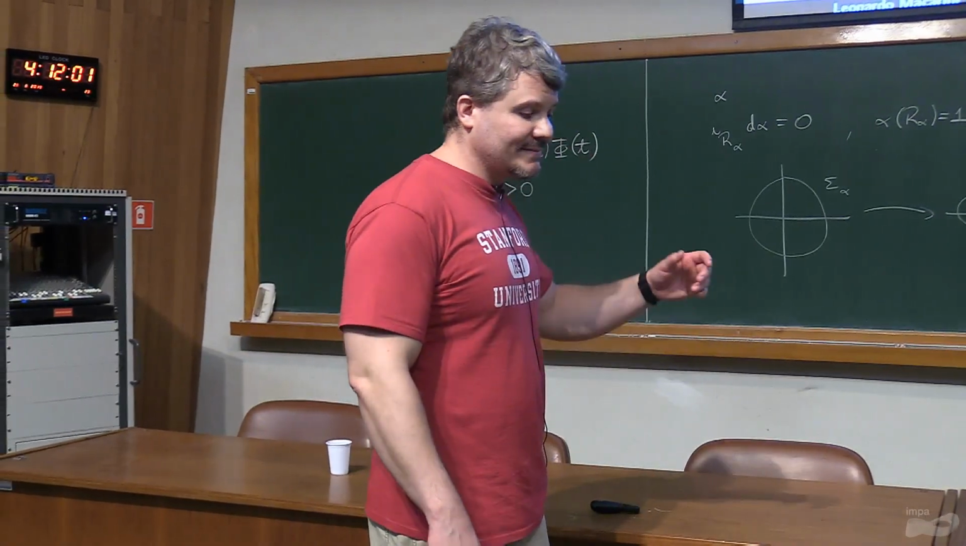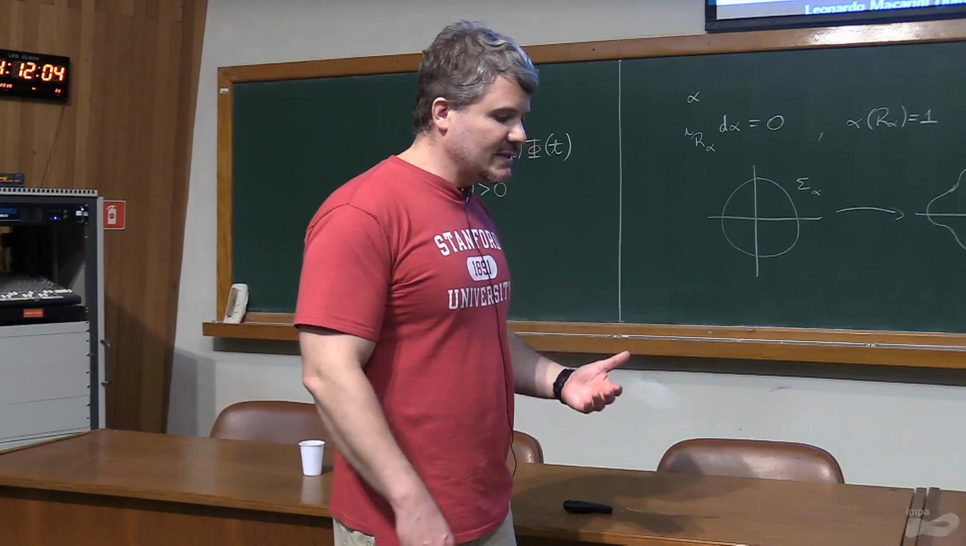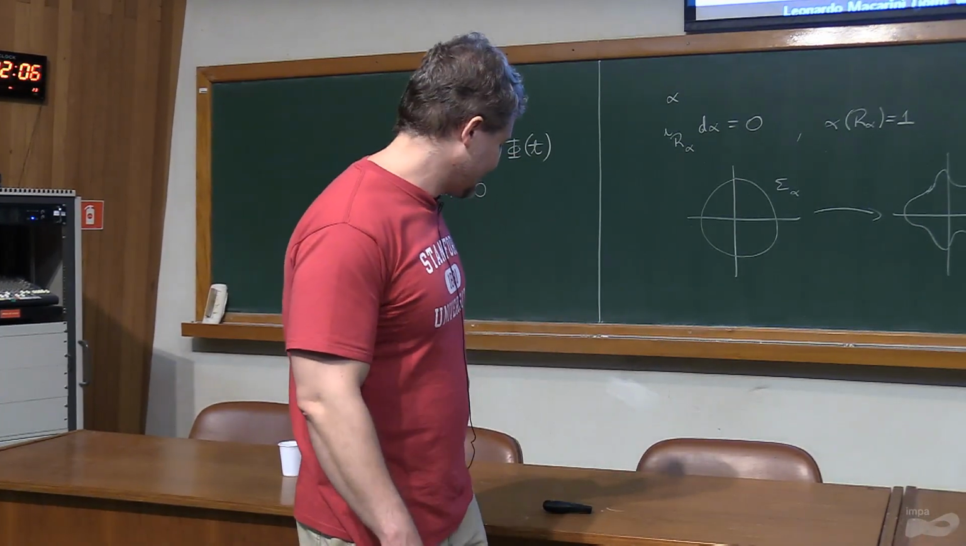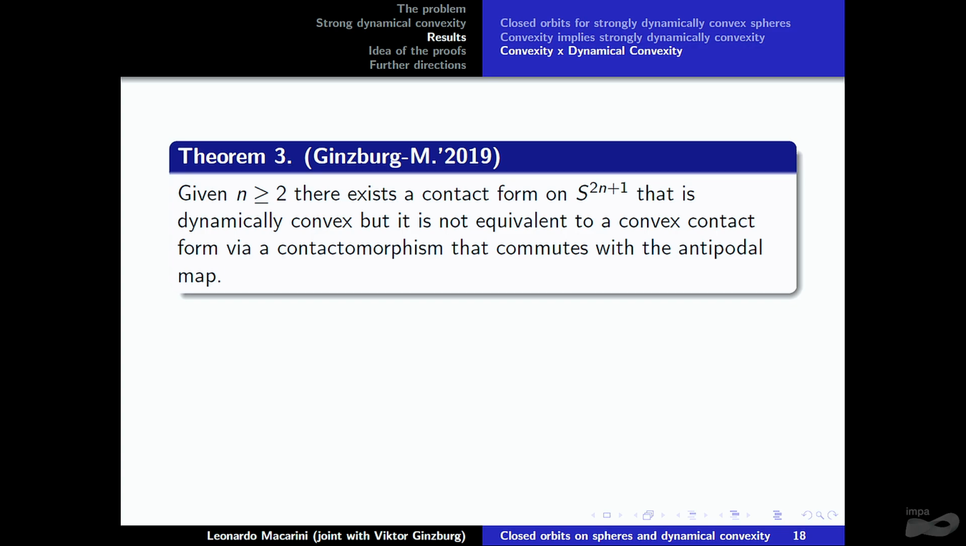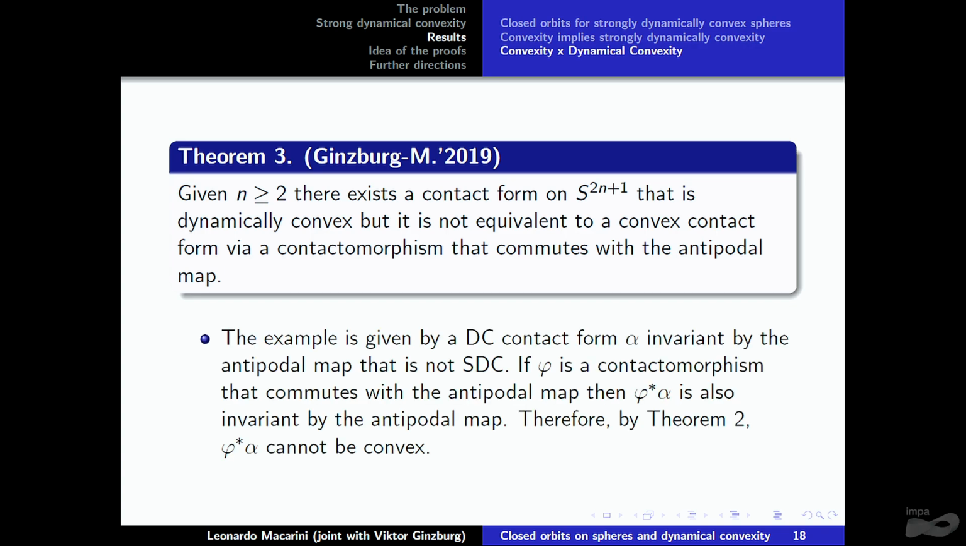We don't know if we can construct this example in dimension 3. We don't know. Is your proof constructive or not? Yes, definitely. It's very technical, but the proof is this one. What we construct is a dynamically convex contact form invariant by the antipodal map that is not strongly dynamically convex. In other words, the construction is the following, more or less.